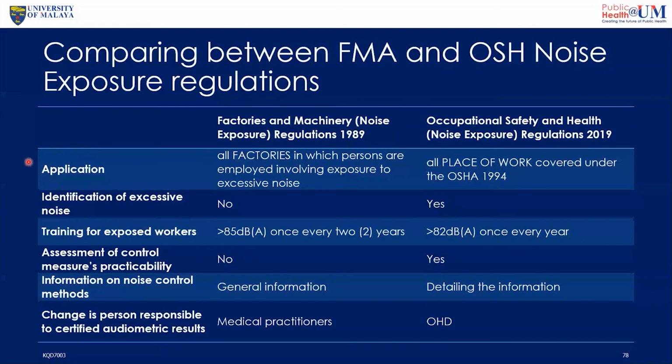So, training of exposed workers. Now the training of exposed workers is more stringent. It's basically for more than 82 dBA. Why is it 82 dBA? Because the PEL has been reduced to 85 dBA, and now the action level is 82 dBA. We'll explain more of this in our occupational disease section, to tell you why we have reduced it from 85 to 82, and from 90 to 85 dBA. All right.